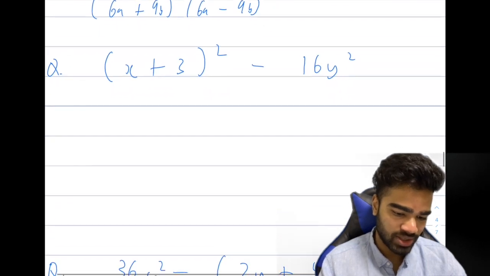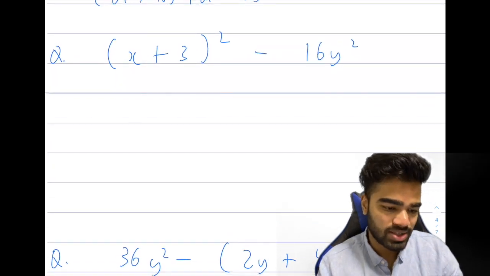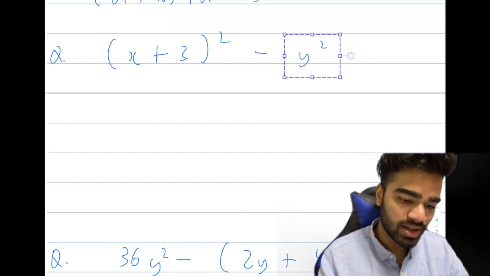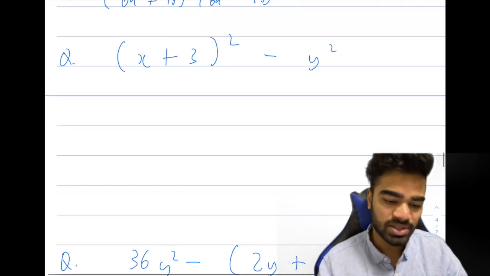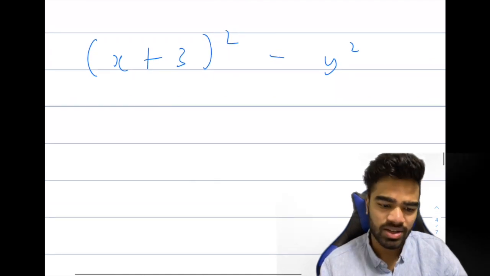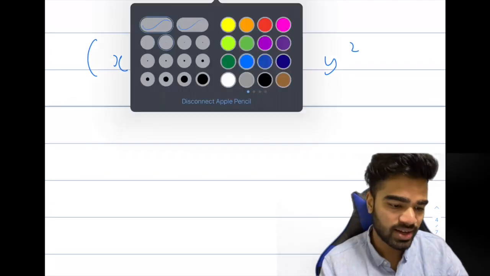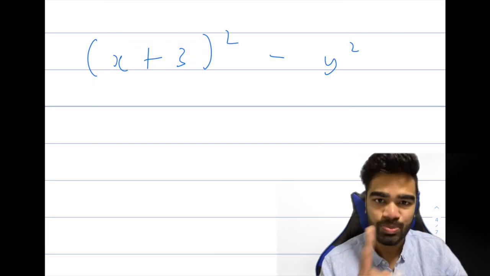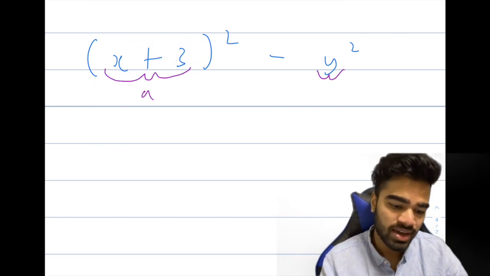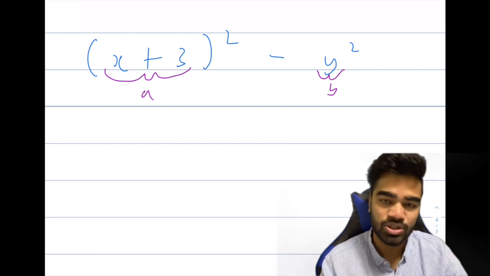Let's look at this question. This one's a little bit more interesting. So you can see now you have multiple terms. I'm going to change this a bit. I'm going to get rid of that 16. So you just have x plus 3 squared minus y squared. What does this mean? Can you still use the same formula? Well, yes, you can, guys. Pretty much, instead of a just being one term, a is this whole thing here. x plus 3 is a, and y is pretty much your b value.